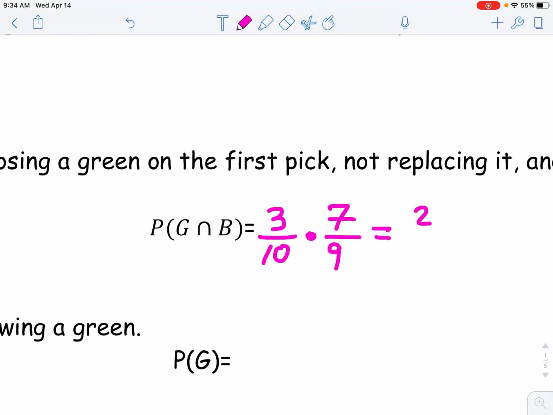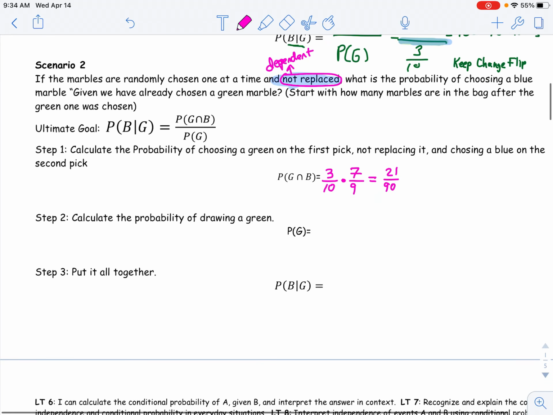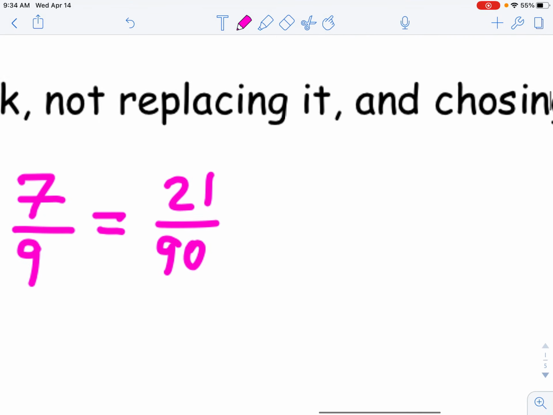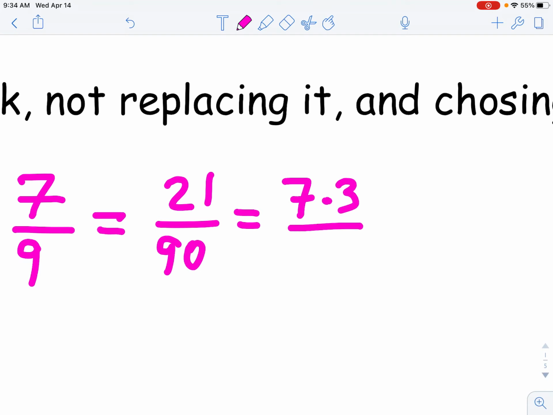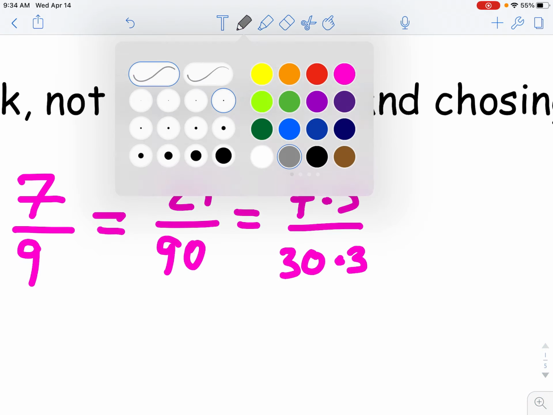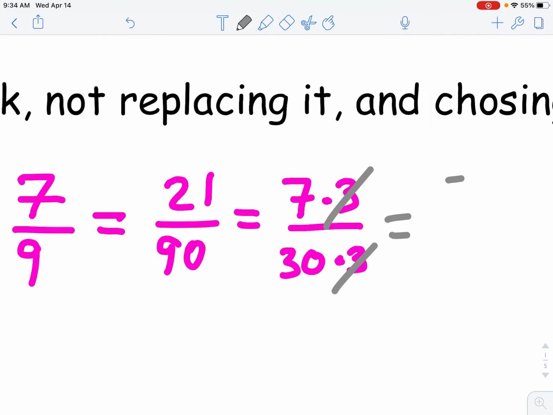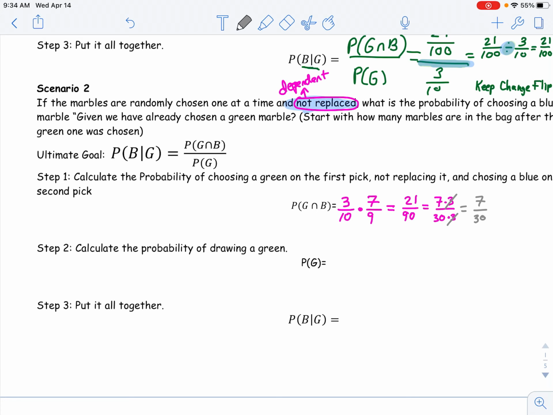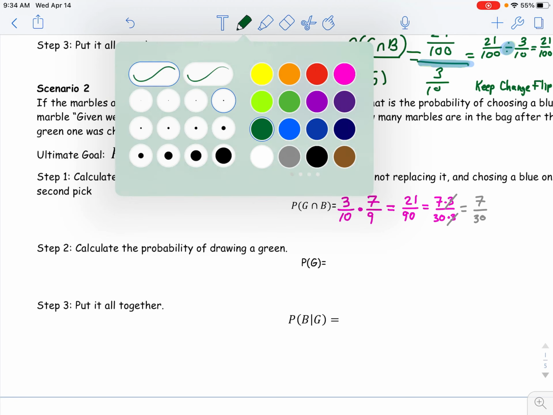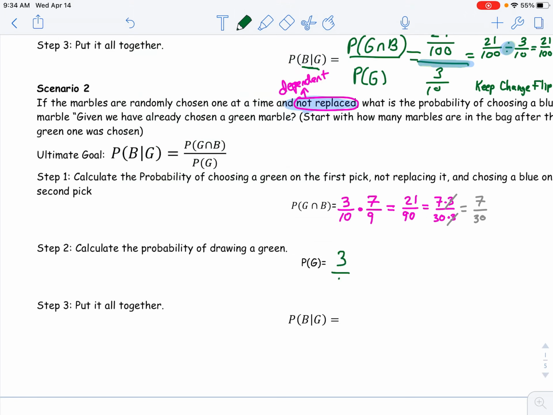Multiplying straight across, I'm going to get 21 over 90 this time. And then if we want for fun, we can reduce this now. 7 times 3, that's a 30 times 3. The 3's cancel each other out. So 7 out of 30 draws would I get a green, keep it, then get a blue. Now probability of just getting a green, flat out just getting a green, is 3 out of 10.